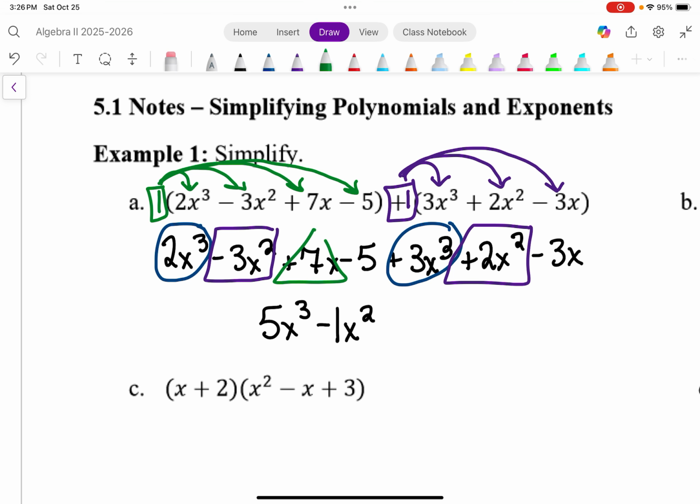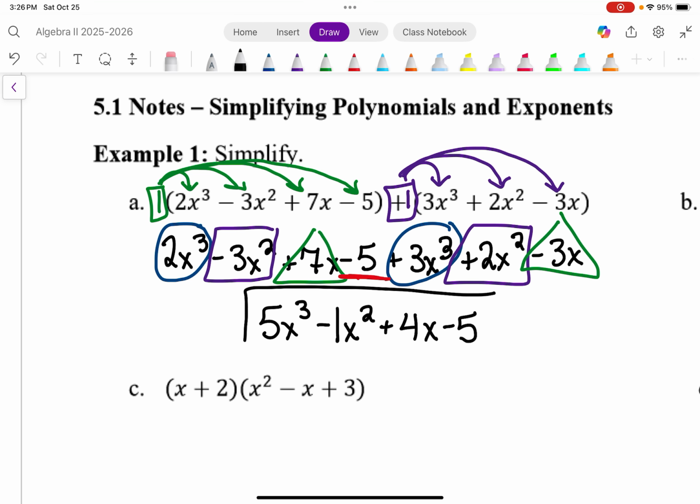Then we have a plus 7x and a minus 3x. When we combine those like terms, it'll become a positive 4x. And then we only have one constant term, so that is just going to stay the same as minus 5. Once you combine all of your like terms, then you are done with simplifying on this polynomial problem.